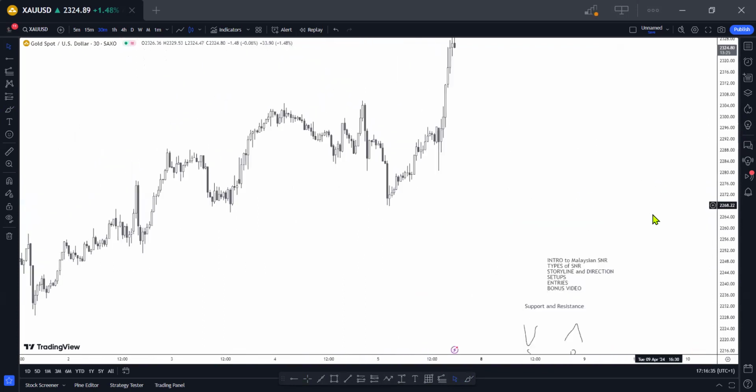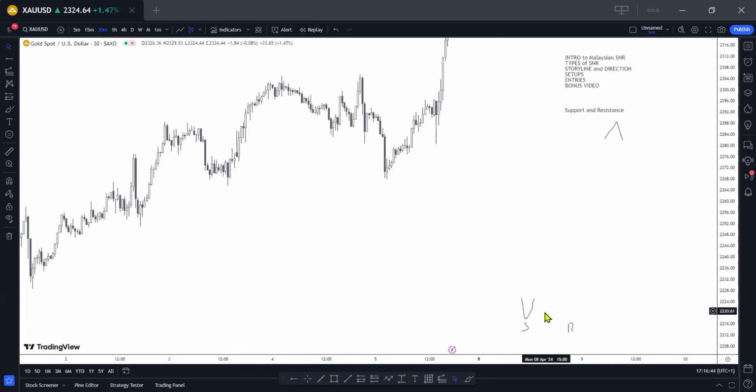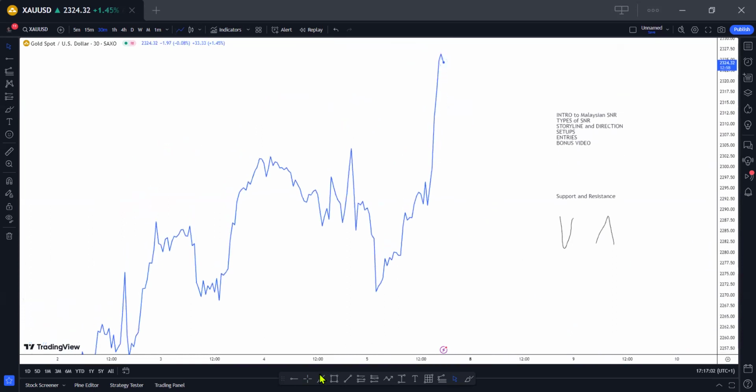For us to really understand SNR, basically we SNR traders will focus on closing price. The market has a closing price, and the closing price is what we see with the line charts, right? Okay, so here's my line chart. What we need to do is to mark V's and A's in the market, right? So this is a V.